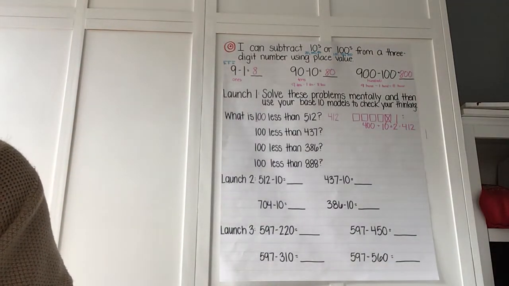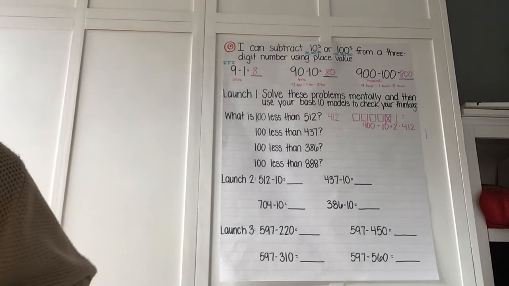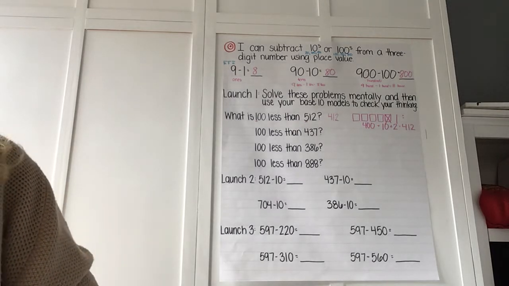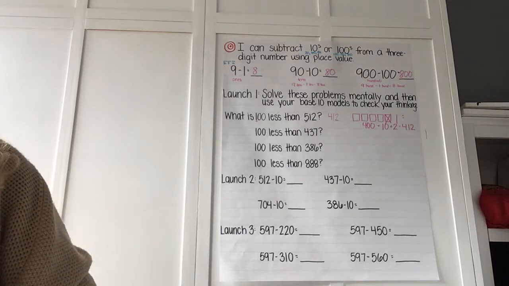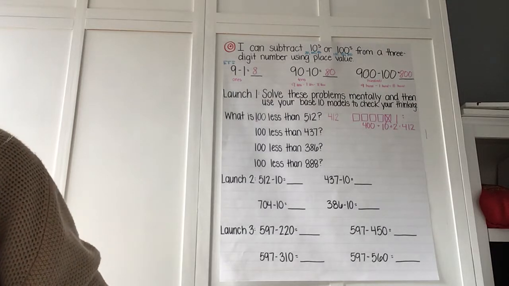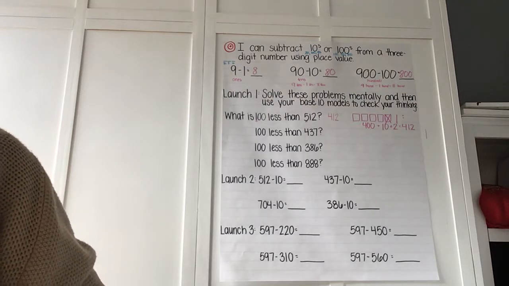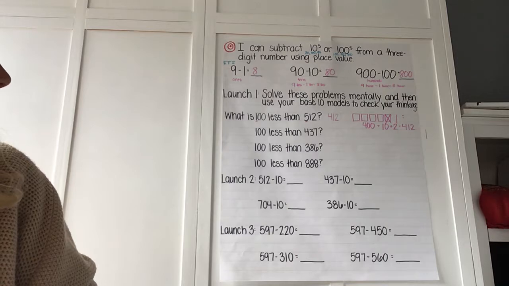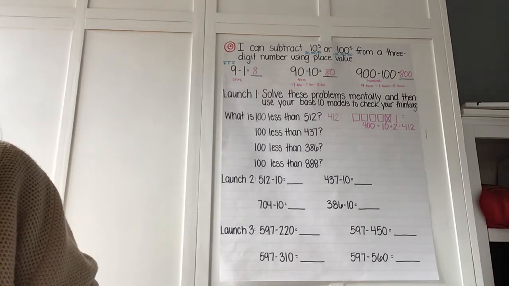What place is going to change? Why is it the hundreds place is going to change? And what number is in the hundreds place? How would you show that in your model?